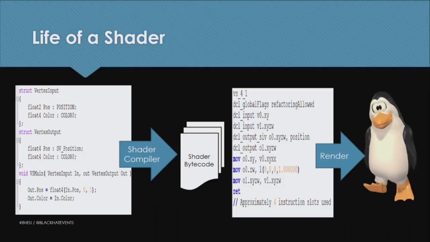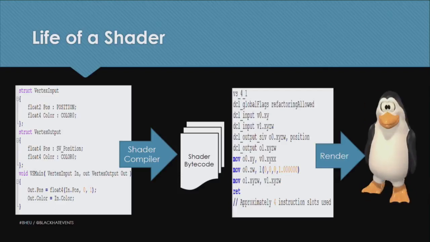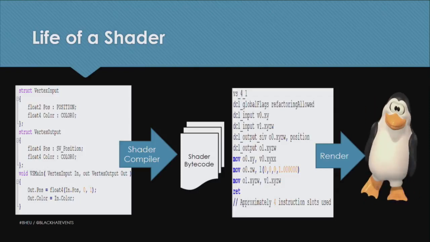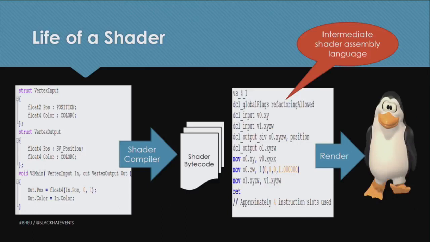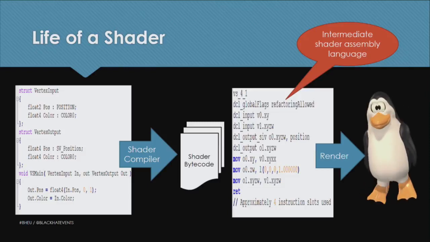Once the shader is compiled using Direct3D APIs, what we get is shader bytecode. If you disassemble the shader bytecode using any shader disassembler, what you find is intermediate assembly language. This intermediate assembly language gets passed to the GPU driver, and the GPU driver converts it to its proprietary instructions, and the GPU executes those instructions. And we see some graphics effect on our screen.